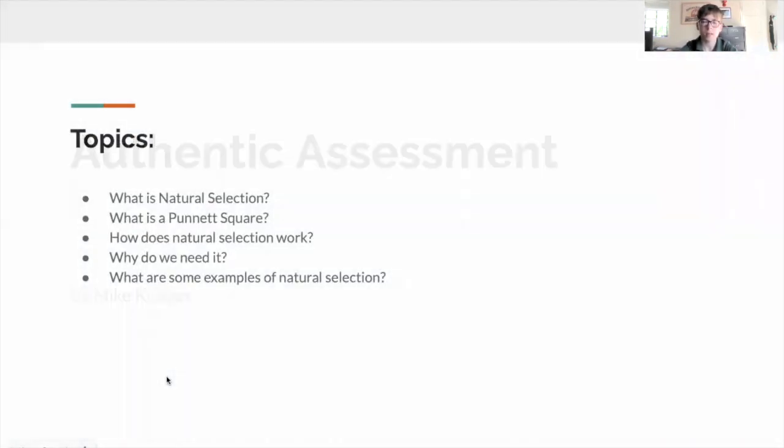Okay, today we will be learning about natural selection. The topics we will be learning about are: what is natural selection, what is a Punnett square and what does it mean, how exactly does natural selection work out in the wild, why is natural selection beneficial to us and why do we need it to survive, and finally, what are some examples of natural selection?